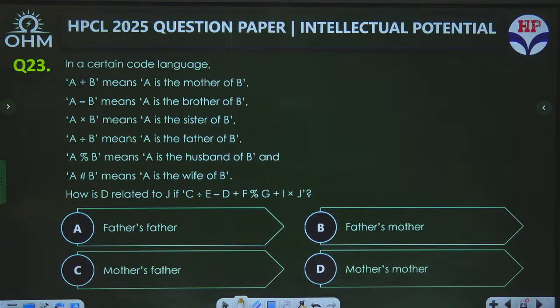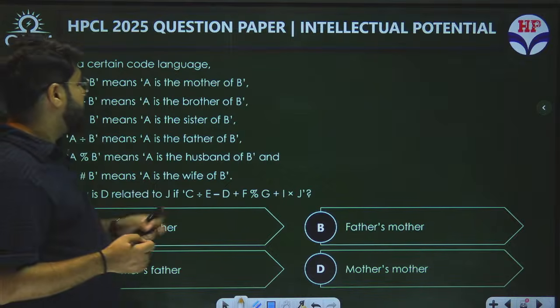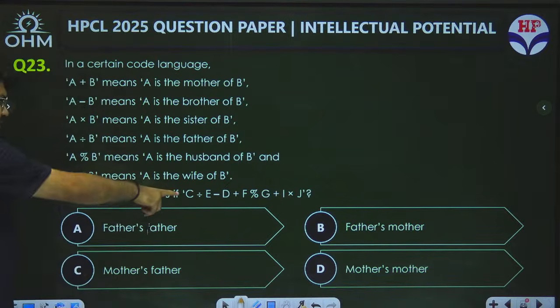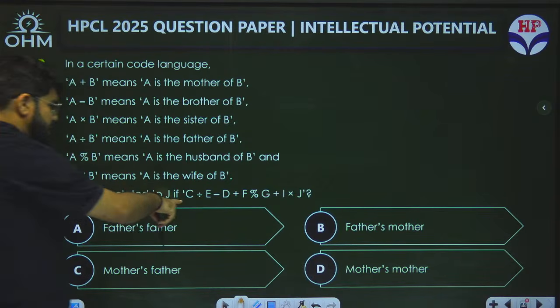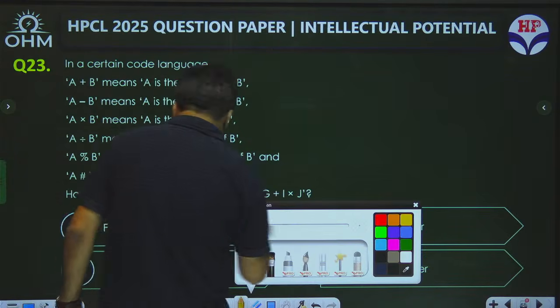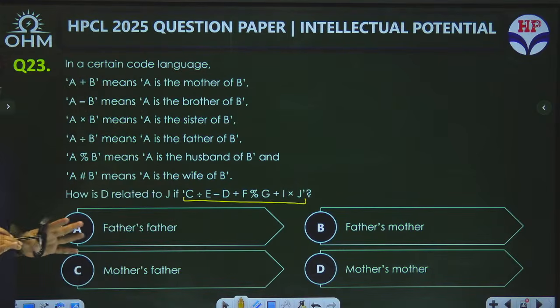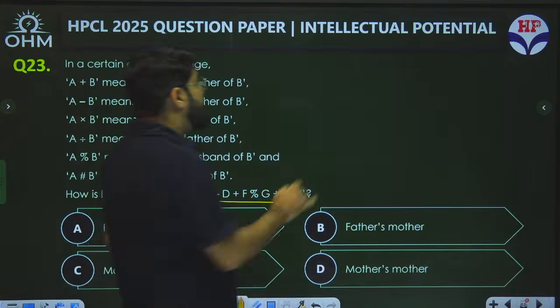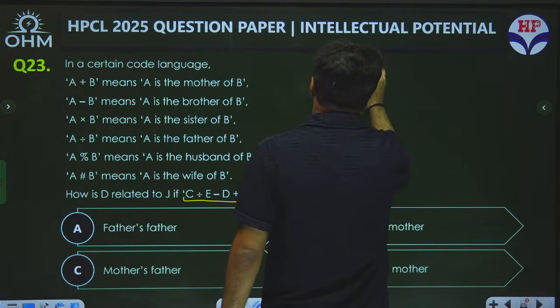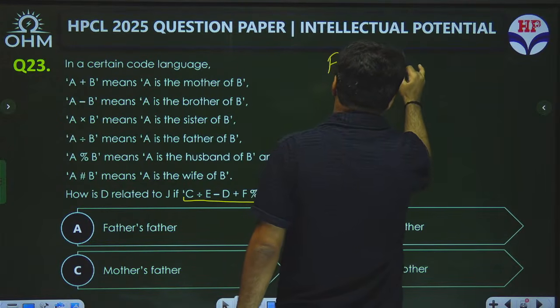A plus B means A is the mother of B, A minus B means A is the brother, and so on. Some codes are given. Finally, let's read this: how is D related to J if this entire sequence is given? Just focus on this sequence. What is asked, I will see later. First let us try to bring the family chart, also known as family tree.